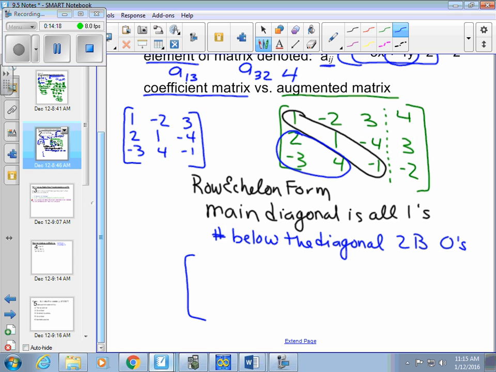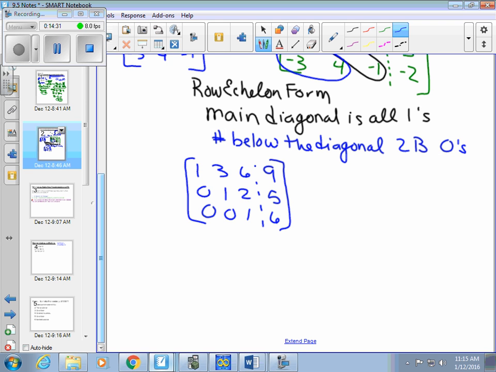So a finalized row echelon form might look like that. That would be an example of a row echelon form. You've taken your variables out. You've created a main diagonal of ones. The numbers below that main diagonal are zeros. The benefit to this is now you can put your variables back in.